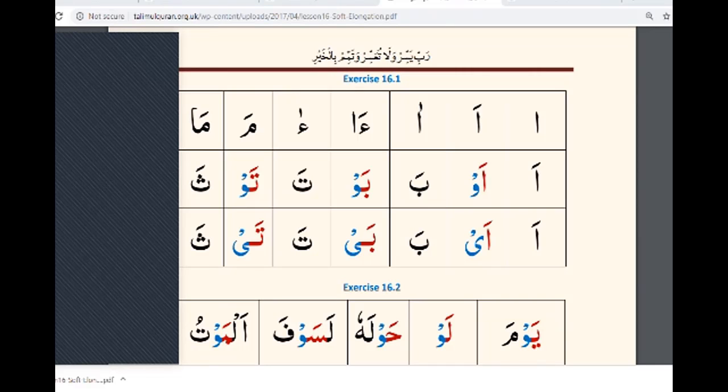Let's start with Dawood and Tasmiya, and then we carry on. A'uzu billahi minash shaitanir rajeem, bismillahir rahmanir rahim. Excellent. So this is Alif. Is it Alif with a fatha? A. Is it Alif with a vertical fatha? 2 seconds. Beautiful. Hamza with an alif madda. We know it's an alif madda because the hamza has a fatha on top. Again, 2 seconds.